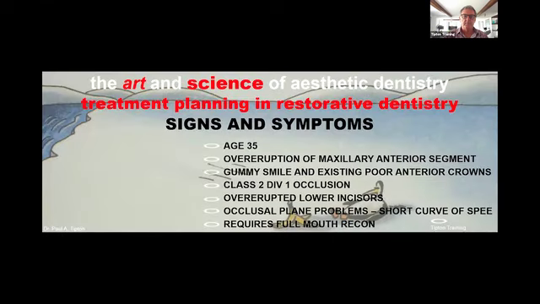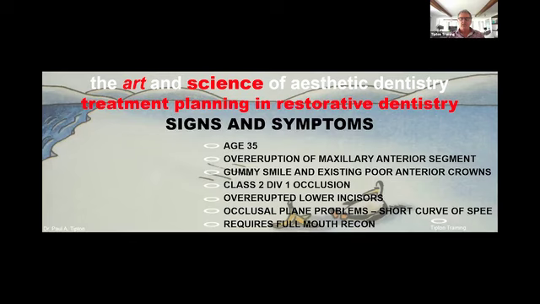So let's go through our patient, female, aged 35. We'll see in a few minutes that we've got over-eruption of the maxillary anterior segment of the teeth, and we'll find out why in a second. Gummy smile, as we've seen, she's got existing crowns on. Those existing crowns are poorly contoured.